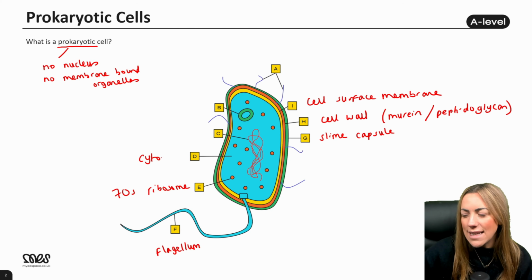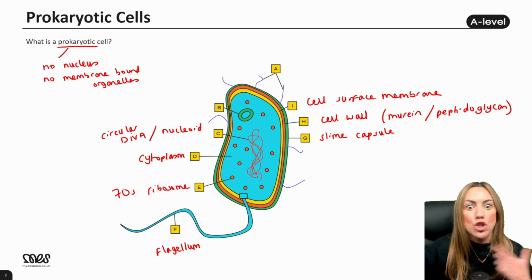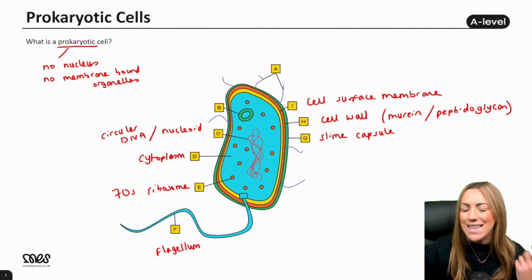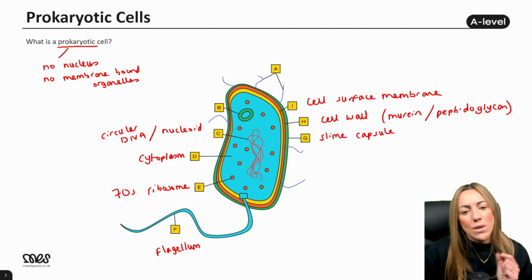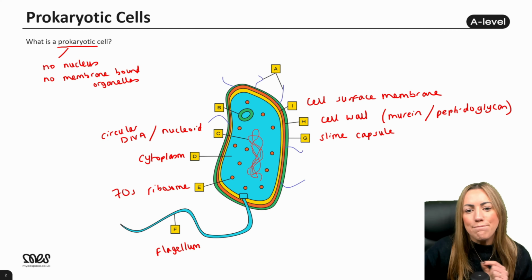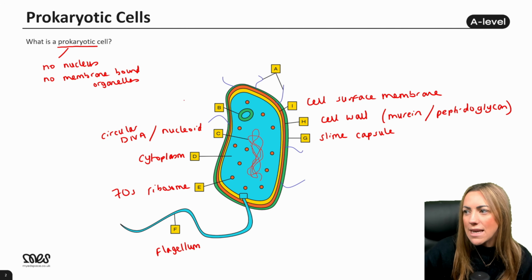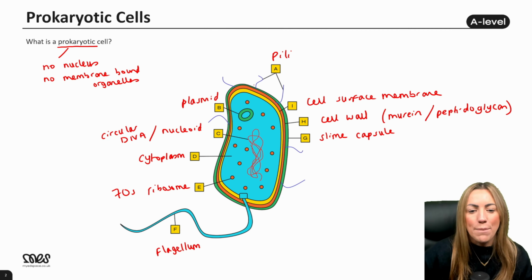D is cytoplasm. C is, we can call it the nucleoid, if we want to, or we can just call it circular DNA, okay? But it's circular DNA, it's not inside a nucleus, it's loose in the cytoplasm, but a word that we can use to describe that main bulk of DNA in the prokaryotic cell is nucleoid. B is a plasmid, so a smaller circular loop of DNA, and A, they are pili.